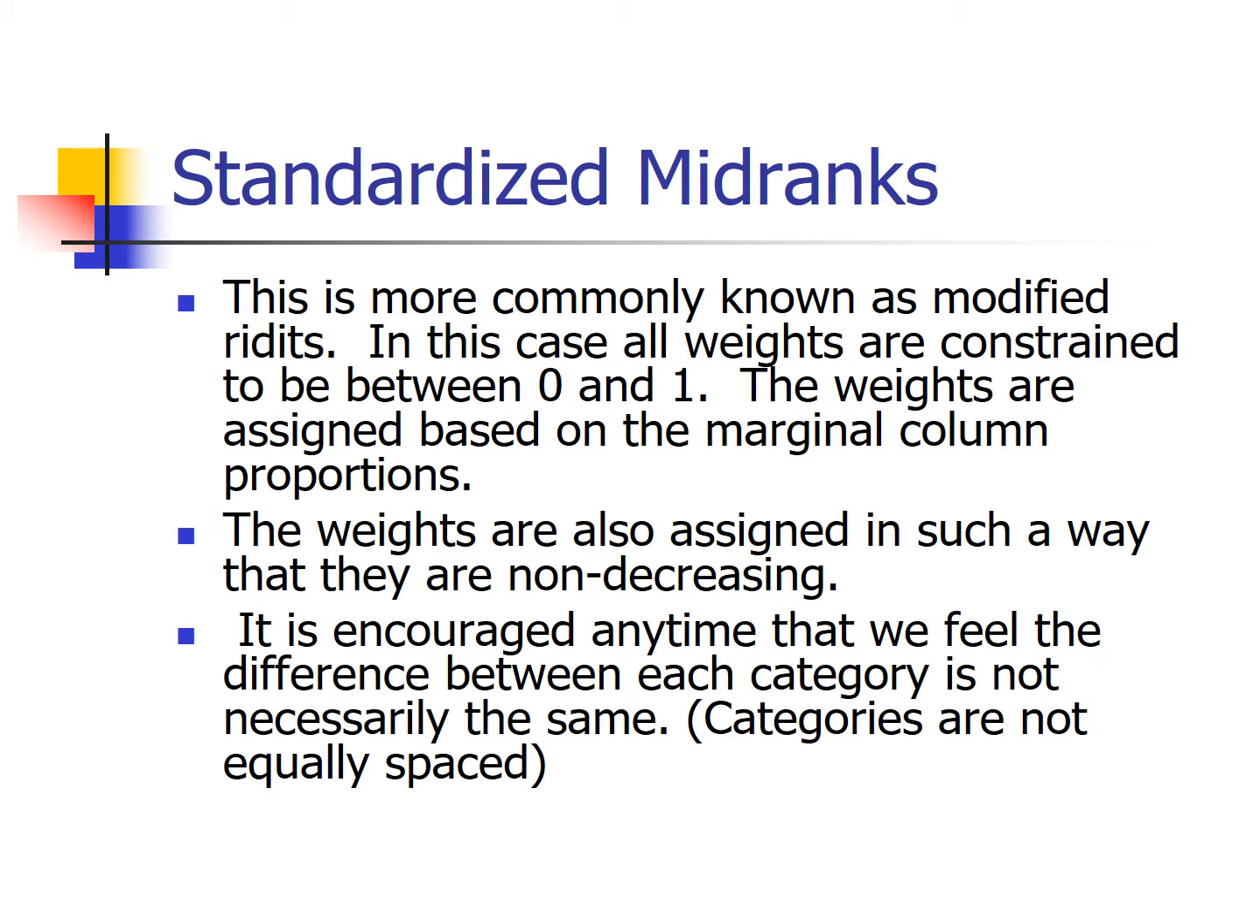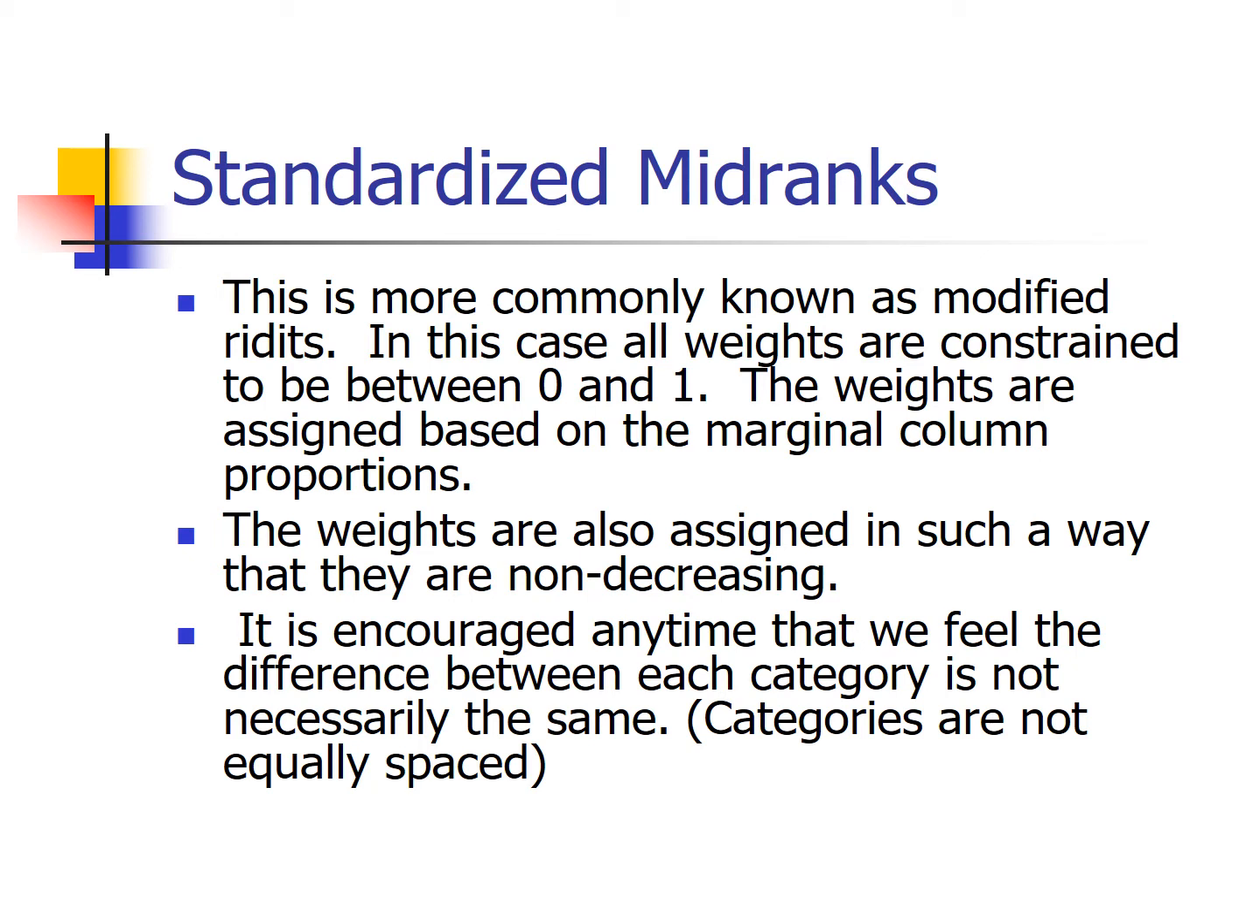In a lot of other situations, and probably most situations, we don't have this idea of equal spacing, and so we would use something like standardized midranks. In this case, the weights are constrained to be between 0 and 1. They're assigned based on marginal column probabilities, so columns that have a lot of observations will be given more weight. The weights are also assigned in such a way that they are non-decreasing, which makes sense. We have these ordered variables, and larger categories will have larger, or at least not smaller, weights.